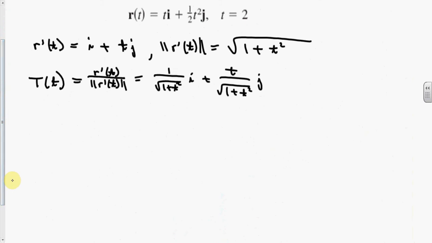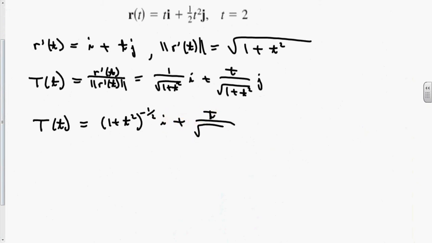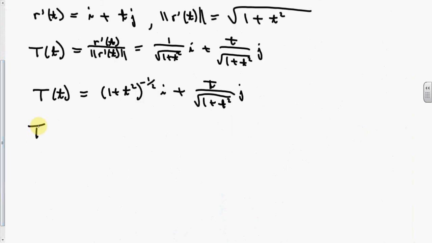So now you've got to find the derivative of that. Right? So I'm going to rewrite it. Write this first part as (1 plus t squared) to the negative 1/2 power i. We'll leave the second one as is. So we find its derivative. This is where the algebra comes in, right? So we take the derivative of this. This is negative 1/2 times 1 plus t squared to the negative 1/2 minus 1. That's negative 3/2, times the derivative of the inside. That's 2t times i. Plus, now for this j component, we use the quotient rule.